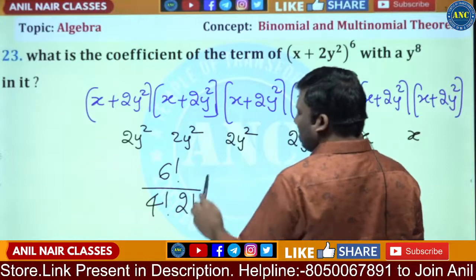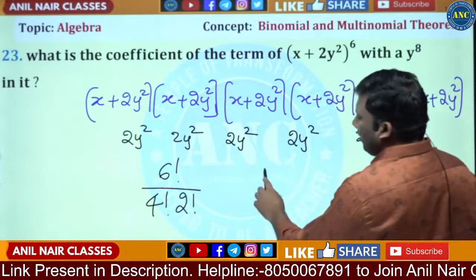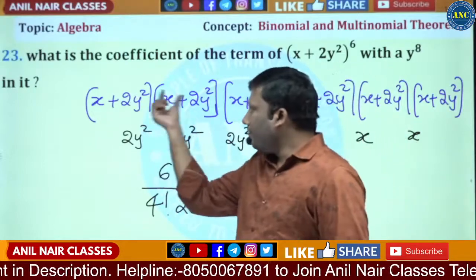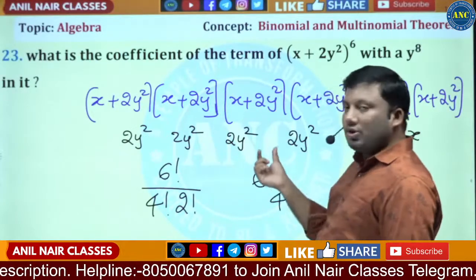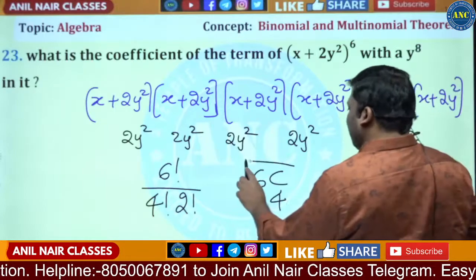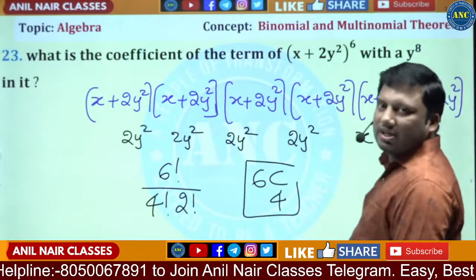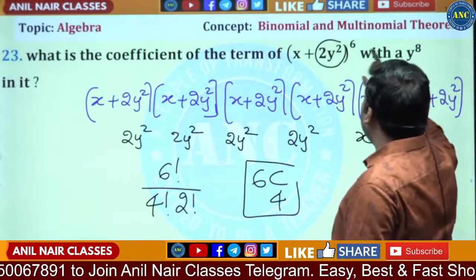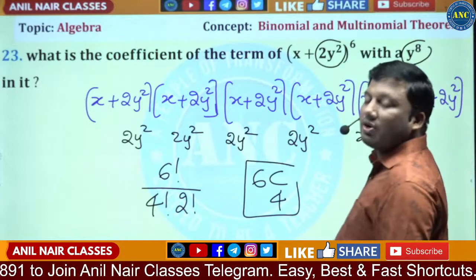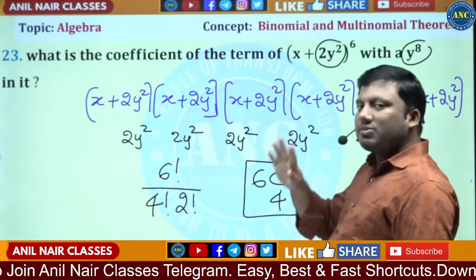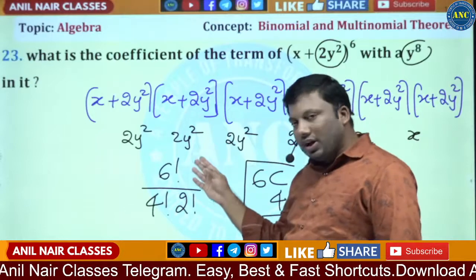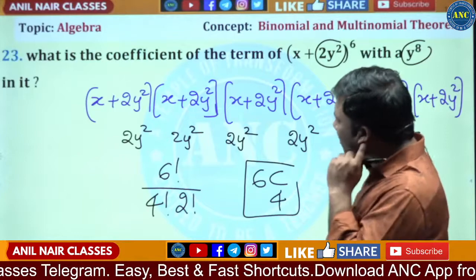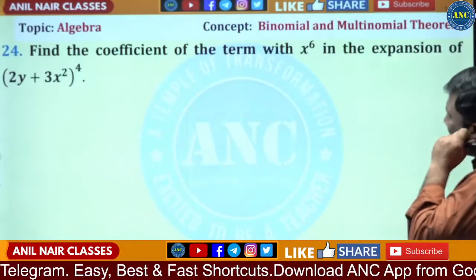The remaining 2 factors, I take x. Out of 6, I need to select 4 factors where 2y^2 is taken. 6C4 is the answer. Why is it 6C4? It is 2y^2. I want y^8. That means how many do I need to select? 4 times I need to select 2y^2. Out of 6, if I am selecting 4 times, it is 6C4. I hope the idea is clear.